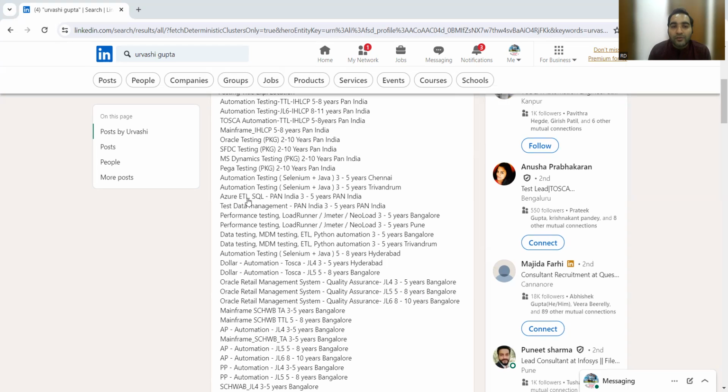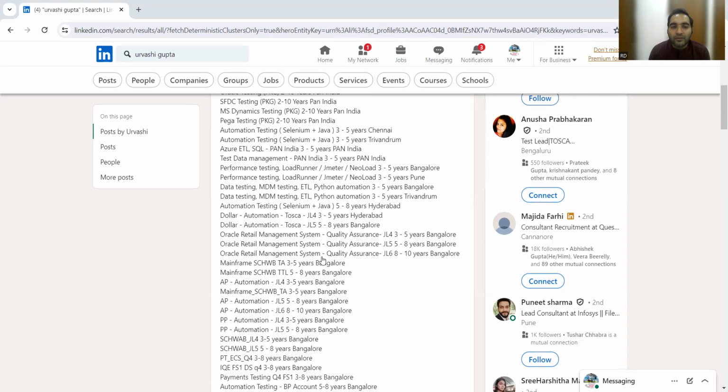Then Azure ETL SQL testing. ETL testing, pan India, 3 to 5 years of experience. Test data management, 3 to 5 years of experience. Performance testing, LoadRunner, JMeter, NeoLoad. If you are comfortable with any one of the tools, you have 3 to 5 years of experience, and you are willing to relocate to Bangalore, then this position is for you. The same position is there in Pune as well. Then data testing, MDM testing, ETL, Python automation, 3 to 5 years. Automation testing, Selenium plus Java, 5 to 8 years.